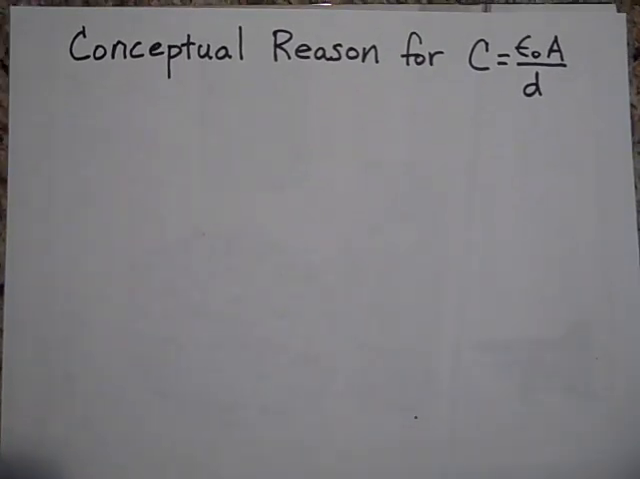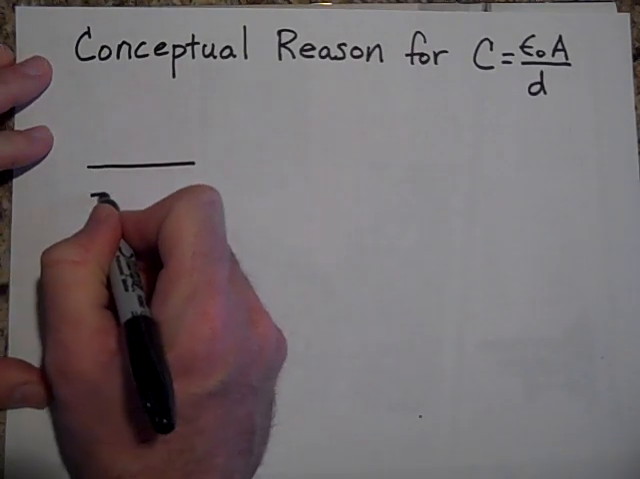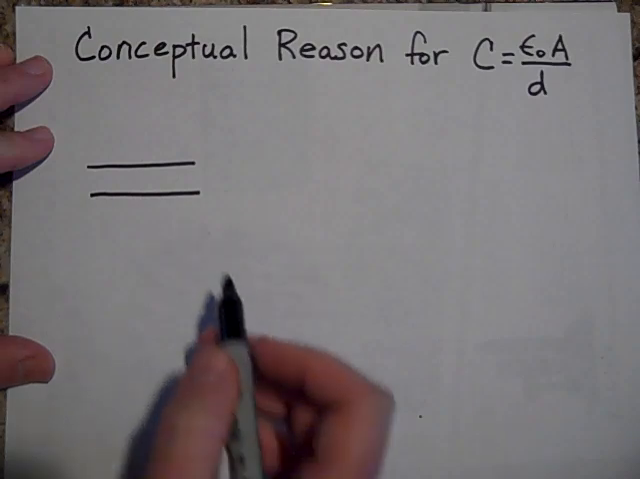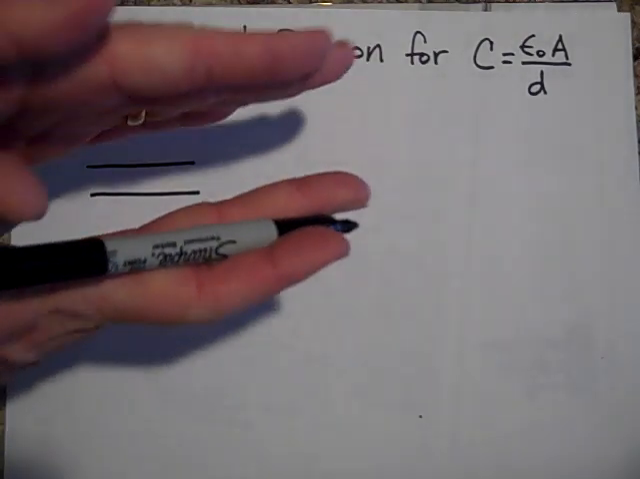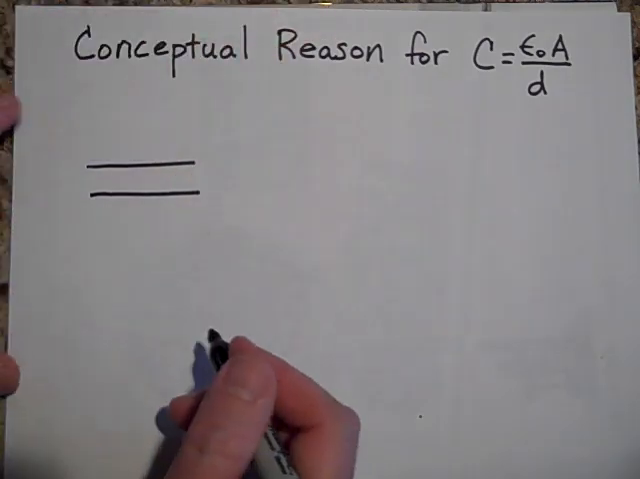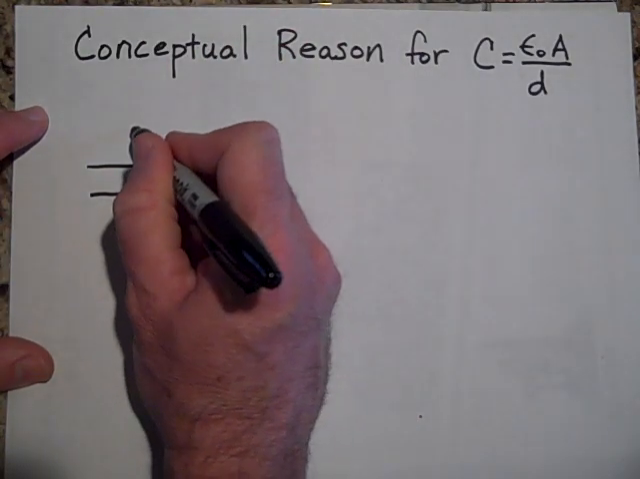If we have a parallel plate capacitor, let's have it look like this. Here's the parallel plate capacitor. These are two plates. These aren't wires. These are actually plates. They have some area to them. And then we're going to connect them to a battery.